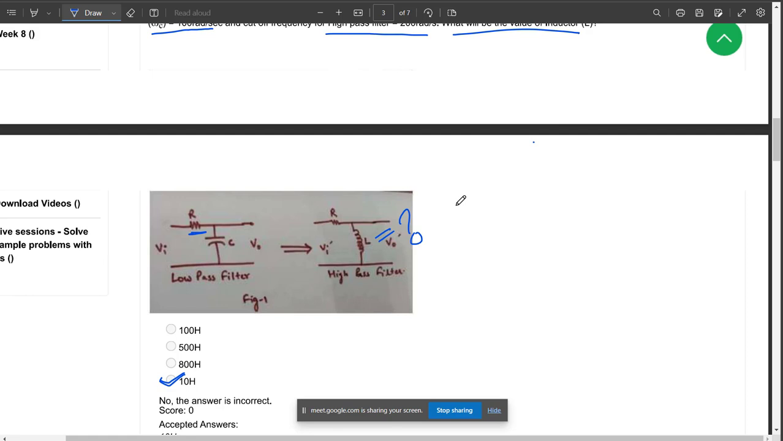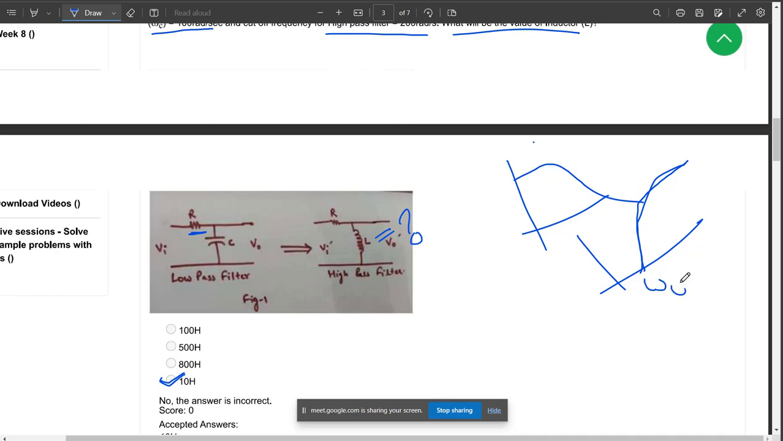Other than that, you have to solve the whole circuit. A low pass filter is something like this, and then a high pass filter is like this, sorry, it will be like this. This is omega c dash. This is omega. So you have to solve the whole circuit, then it will take more time for you to solve.